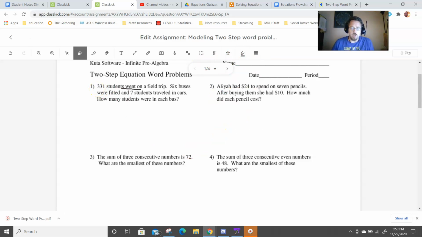331 students went on a trip. 6 buses were filled and 7 students traveled in cars. So how many students were in each bus? So X is going to be students in buses.